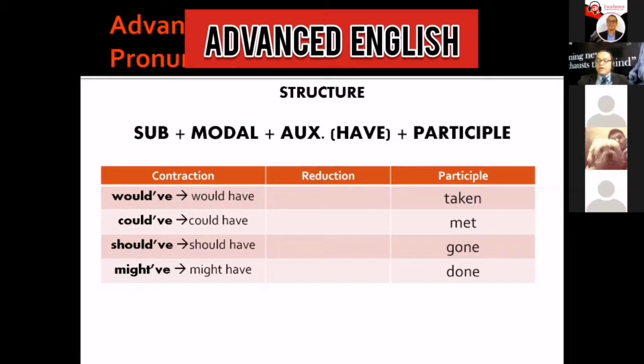Good. Now, if you want to go faster, if you want to put some nitro into your speaking, you're going to use a reduction. A reduction is different from a contraction. A reduction is making a connection, a liaison. We're going to use the schwa. So we're going to avoid saying would have, and we're going to substitute that with the schwa.